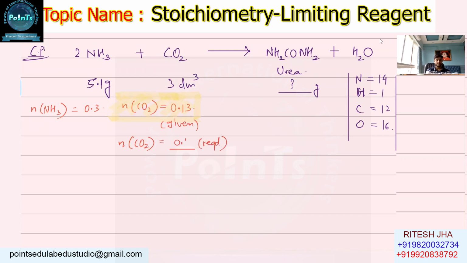0.15. Okay, so what did you estimate using this? Which one is the limiting reactant? CO2 is the limiting reactant, and NH3 is the excess reactant, right?